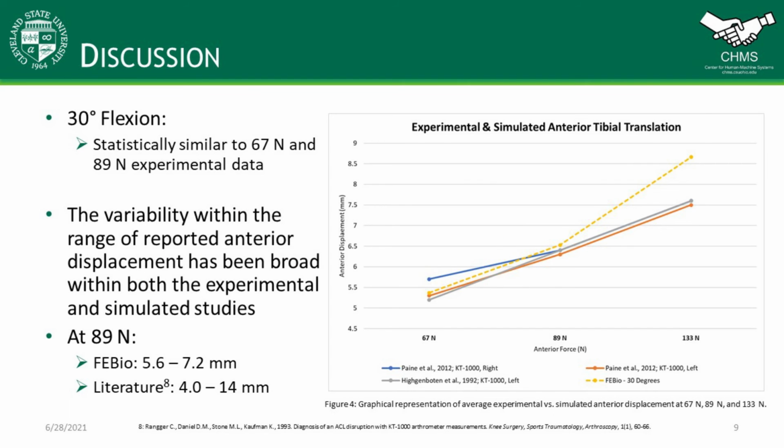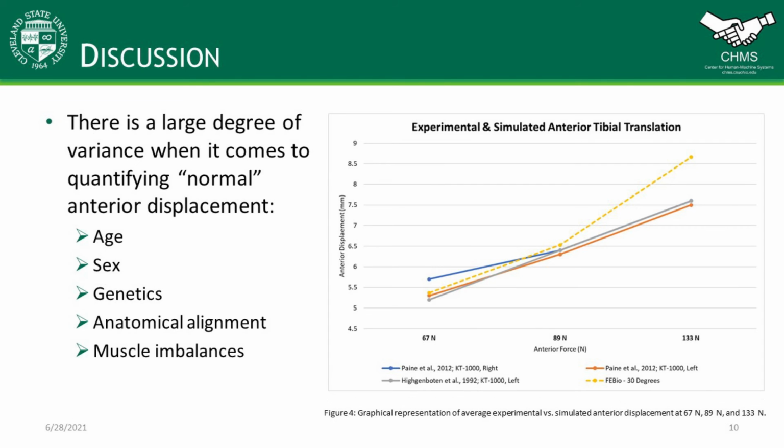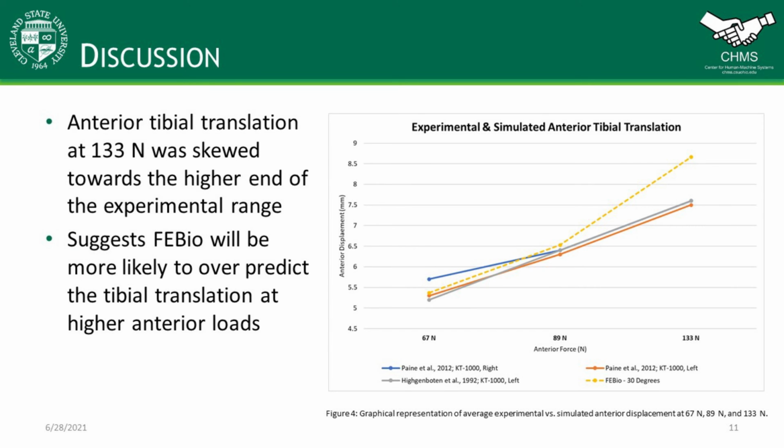It is worth noting that there is a wide degree of variability in terms of defining anterior tibial displacement at each force level, which has been established experimentally. This is because there are many factors that can determine how much ligament laxity an individual has, such as age, sex, and muscle imbalances. Furthermore, it can be observed that FEBio is able to replicate data that has been measured experimentally, except when subject to 133 newtons at 30 degrees of flexion.